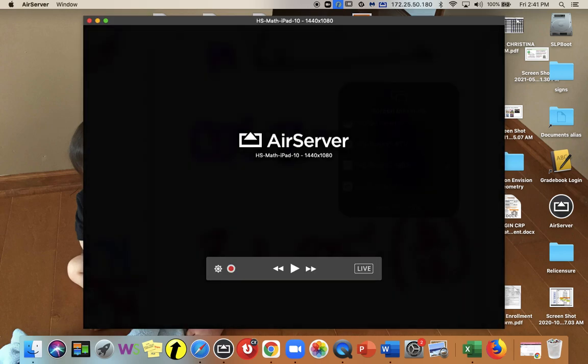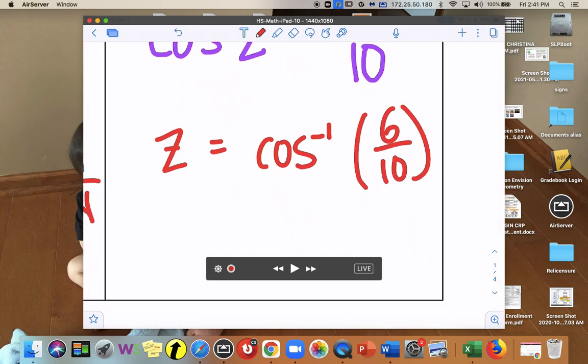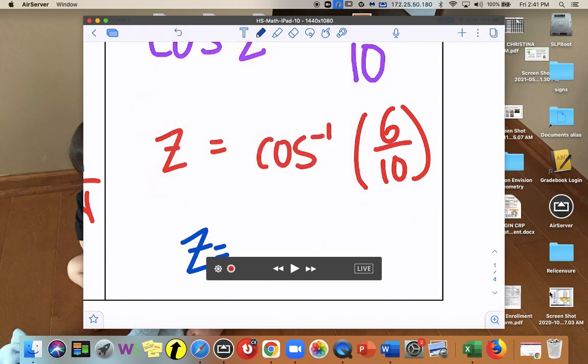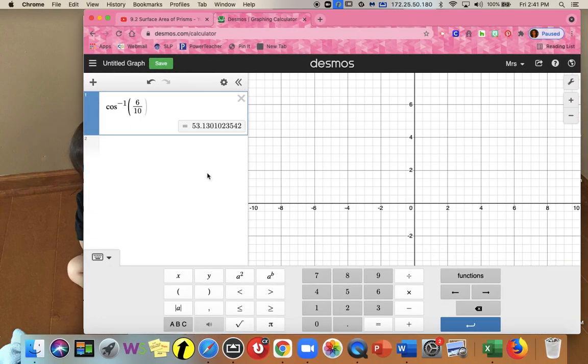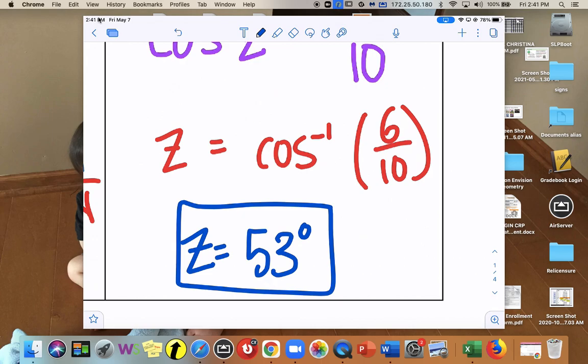All right, sorry, it's taking a second to load. Here we go. And again, we're solving for the angle. We type that in, and we got z equals, was it 53? I can't remember now. 53.1 degrees. I think the assignments on Delta Math have been saying round to the nearest degree, so I'll round to the nearest degree for that one, about 53 degrees.